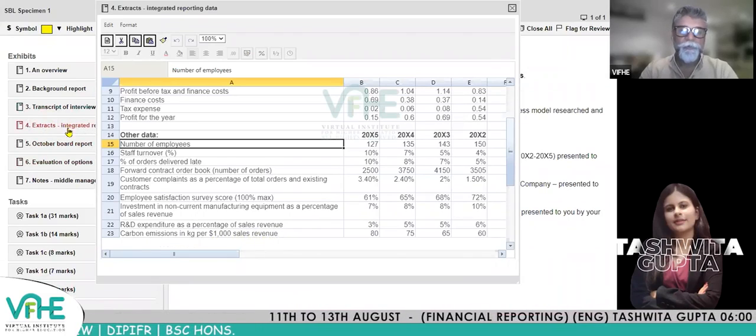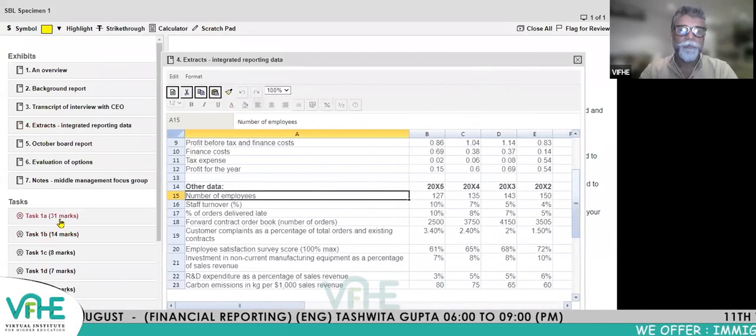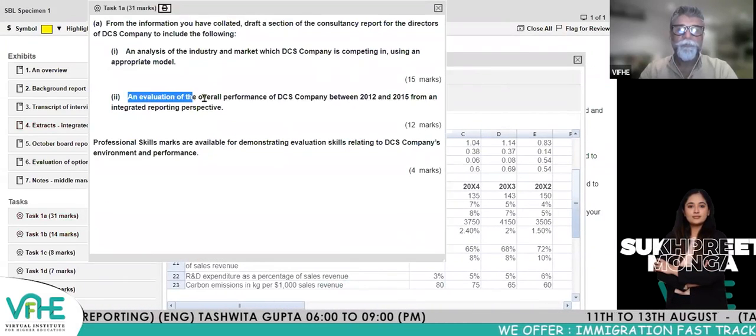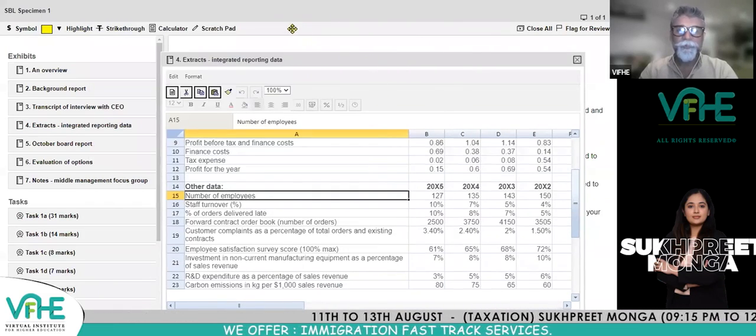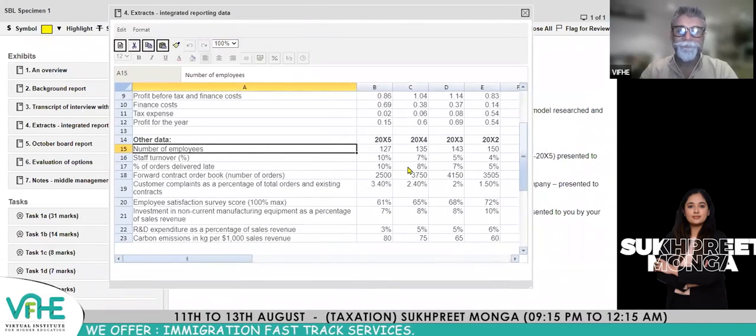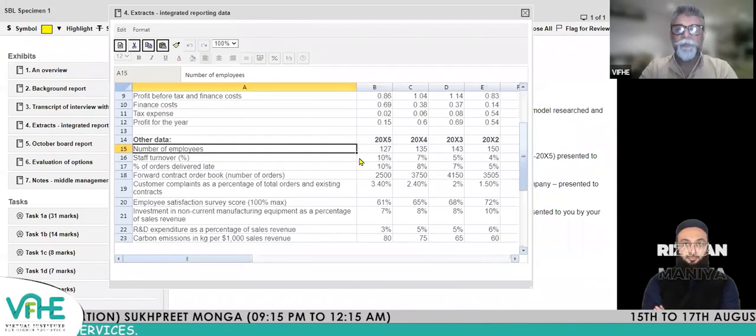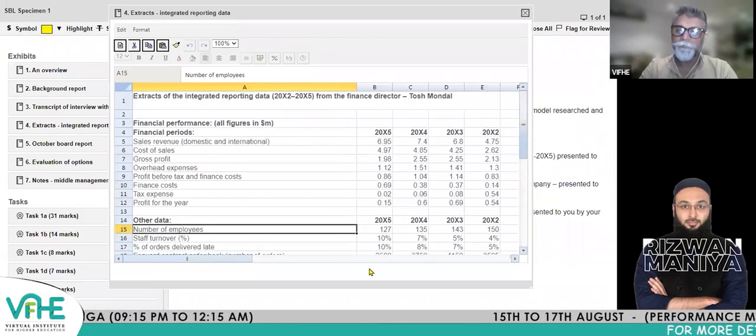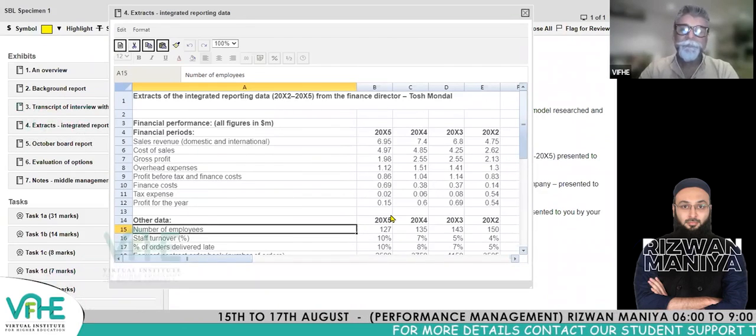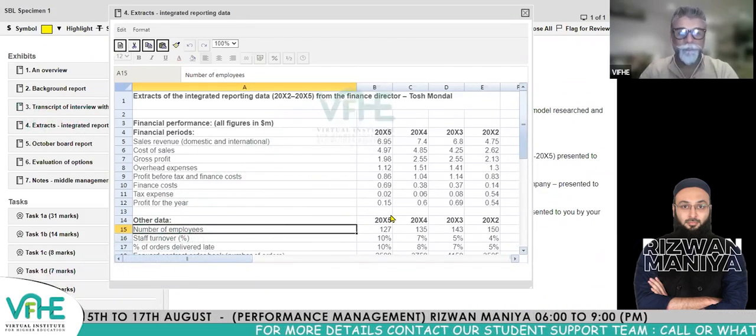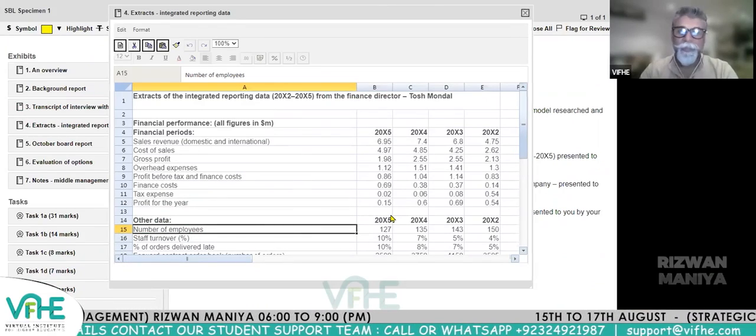What was the requirement? Evaluation of the performance of DCS from an IR perspective. Any idea, guys, what needs to be done here? When we say evaluate from an IR perspective, and this is the data given, what can we do? Six capitals. Very good. Pros and cons using the six capitals. All right, good. Absolutely correct.